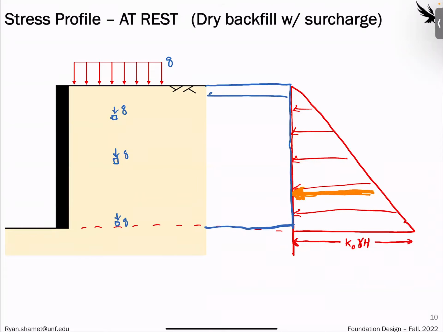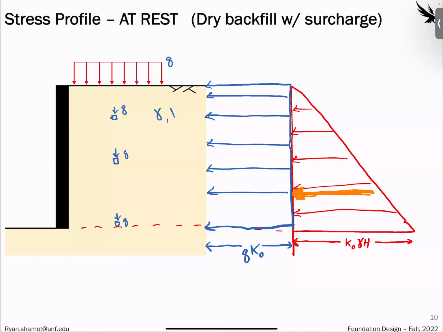So this, when we draw as constant, is just a rectangle. So instead of a triangular distributed load, we just have a normal distributed load. Now this normal distributed load is going to be the entire Q. So Q times K naught. And as long as the soil is homogeneous, which means we have consistent unit weight and consistent K naught, then we can just draw a consistent profile like that.